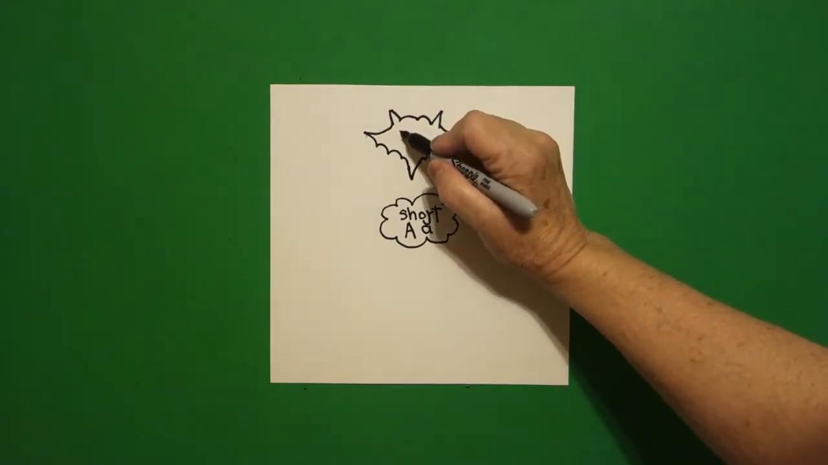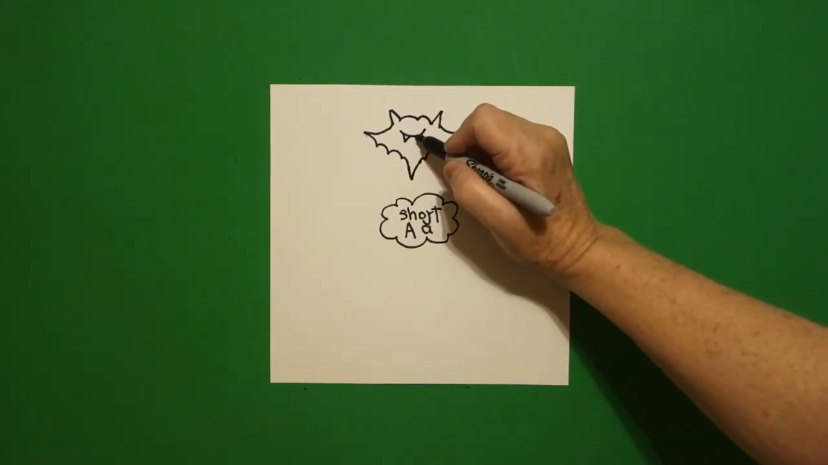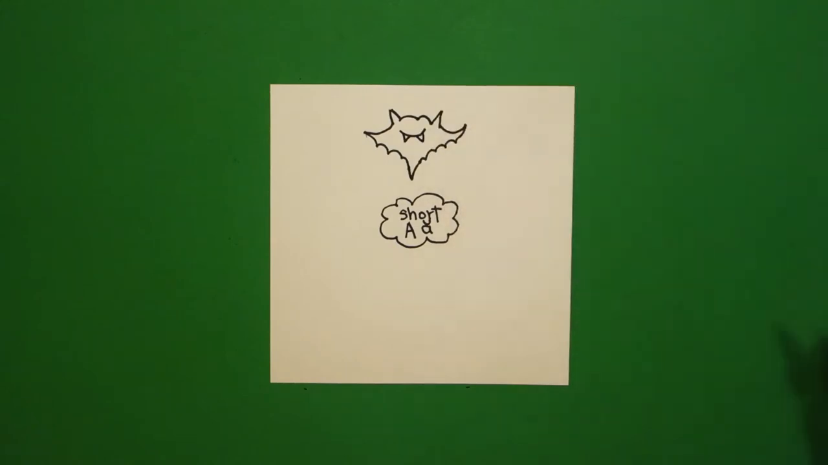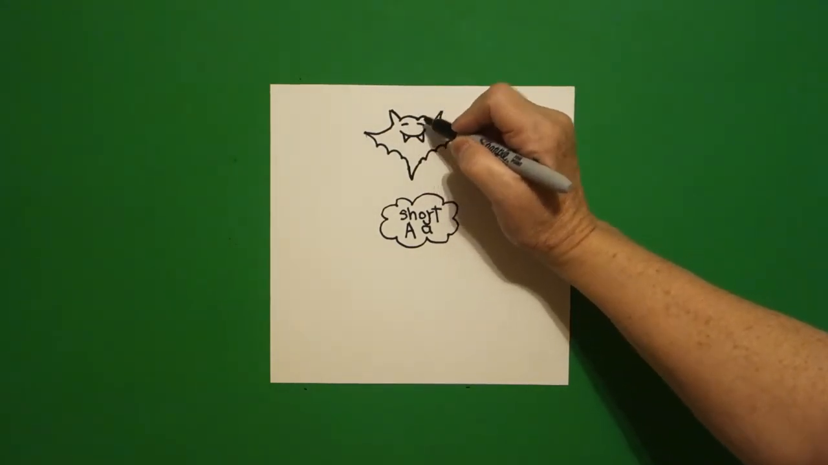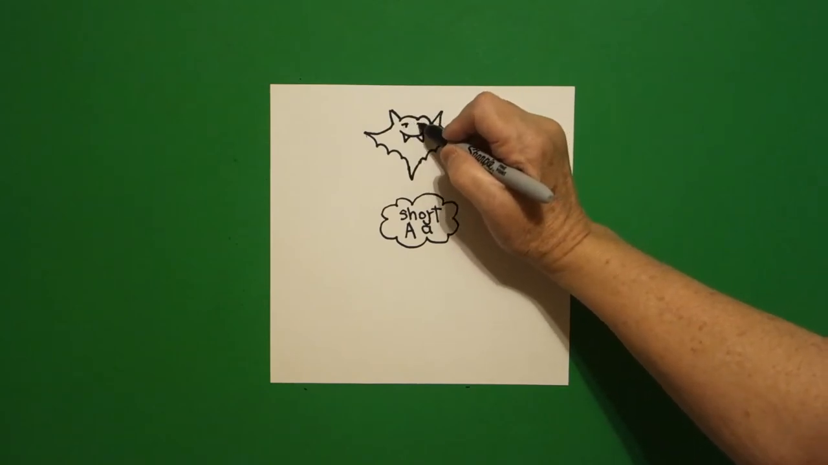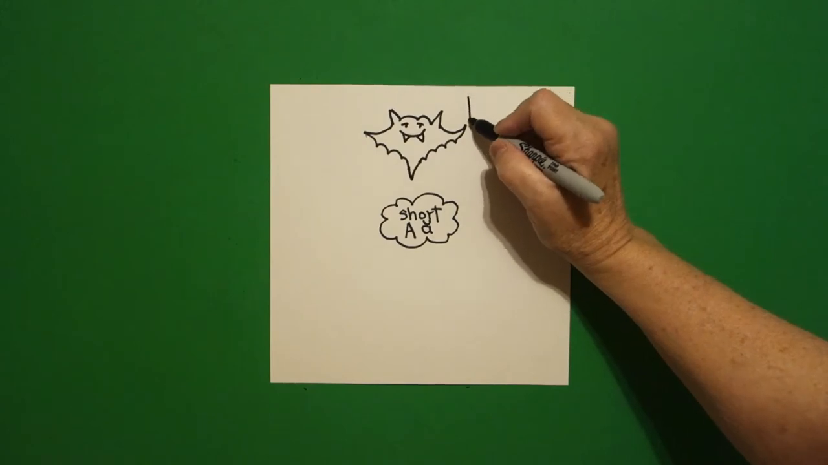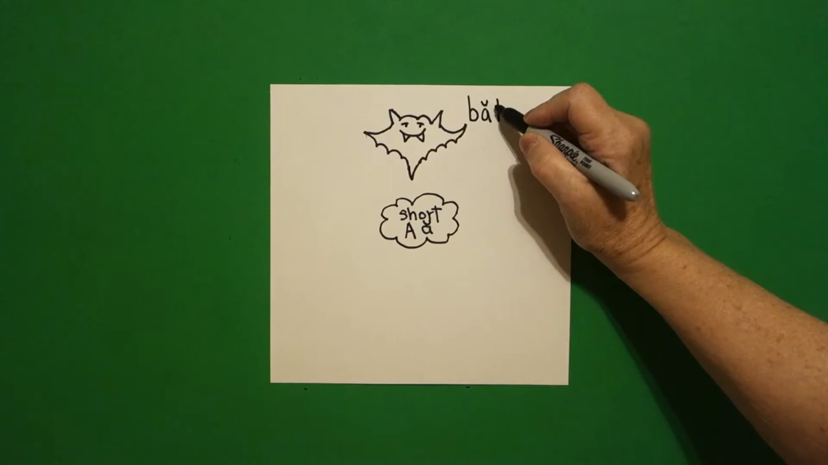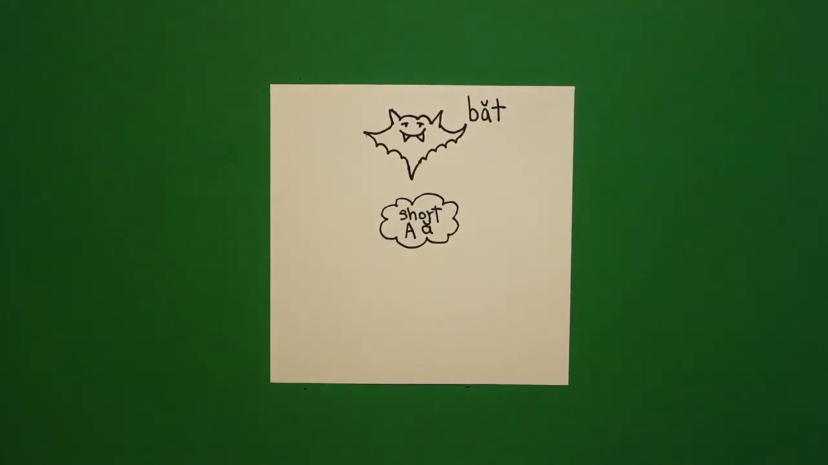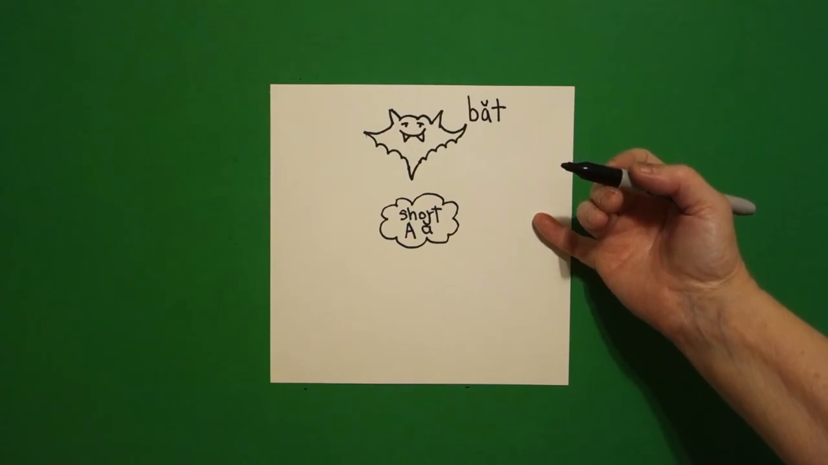Come inside and let's just draw a curve line and then a straight diagonal down, straight diagonal up, straight diagonal down, straight diagonal up. One straight line, two straight lines, one dot, two dots. What is this? This is a bat. Bat. Here's that short A. Bat. Okay?